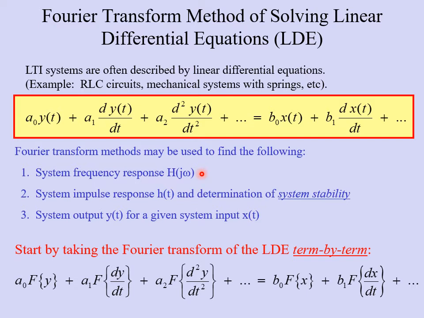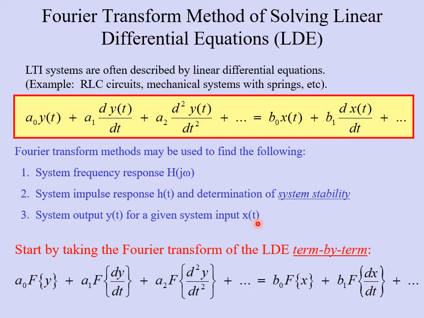Once we get that frequency response, we'll be able to invert it and find the impulse response and find out, is this system stable or unstable? And then our ultimate goal here is to solve this equation, to find the output y of t for any given system input x of t, which appears over here on the right side. So how do we do this?